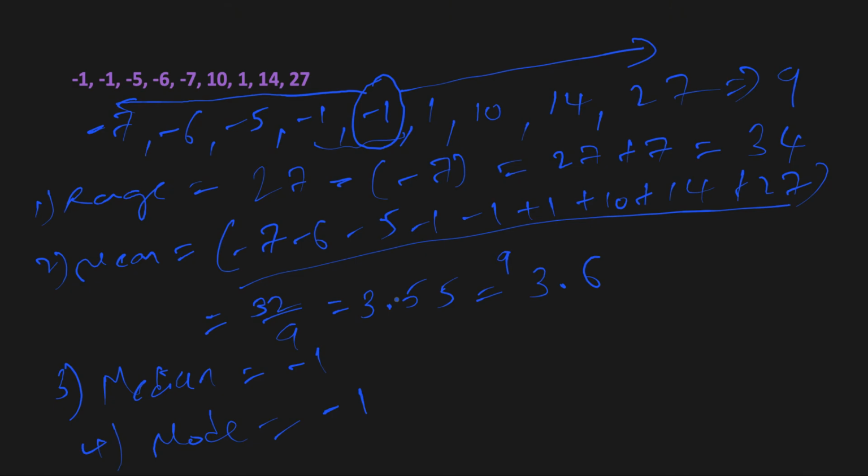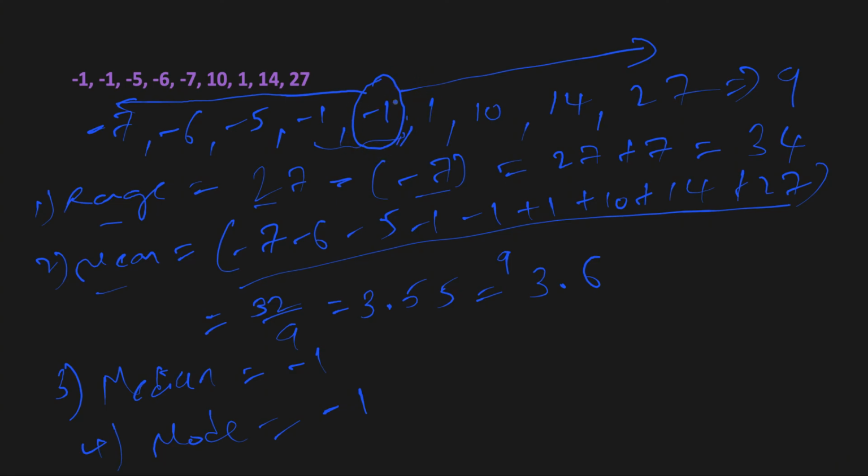So here the concept remains the same regardless of positive numbers, negative numbers, or a mix in a data set. We still have to rearrange. The first step is always rearranging the numbers from smallest to largest, and then following all the steps. Range is the greatest number minus the smallest number. Mean is the sum of all the numbers divided by the total count, so the sum of all this divided by 9. Median is the number in the middle of the data set.